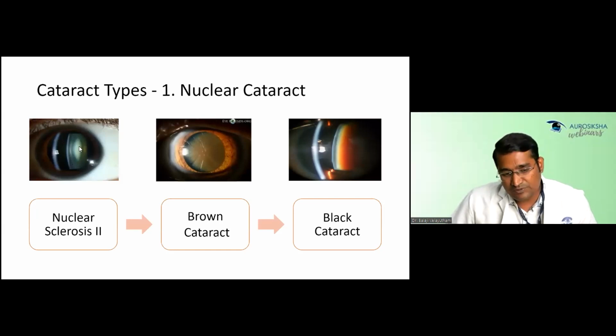Such cataracts cause a myopic shift. The patient will develop myopia as a result, and the patient can read better with myopic correction. This is called second vision, when the patient is able to read better with myopic correction. This happens in the early stages of nuclear sclerosis cataract, but after a while, this near vision improvement will come down. If a nuclear sclerosis is not treated, it progresses into brown cataract, and even at this stage, if you don't intervene, it progresses into a black cataract.